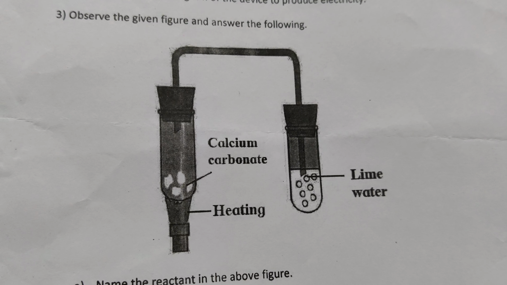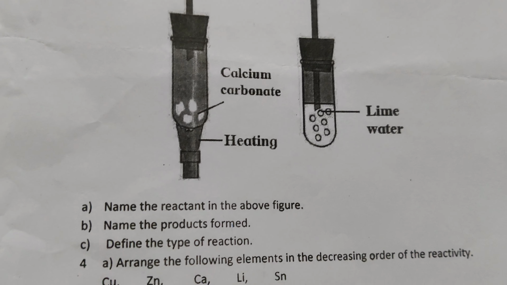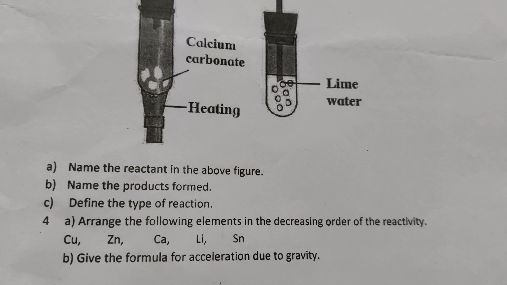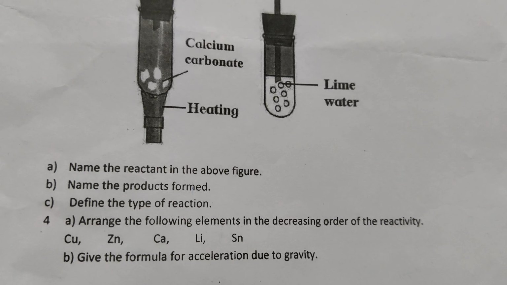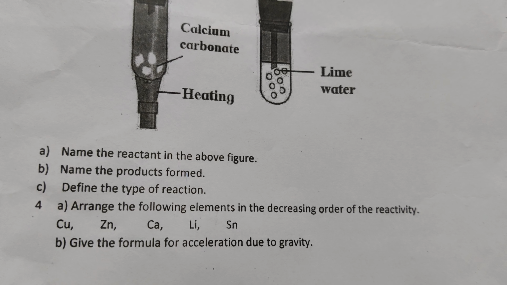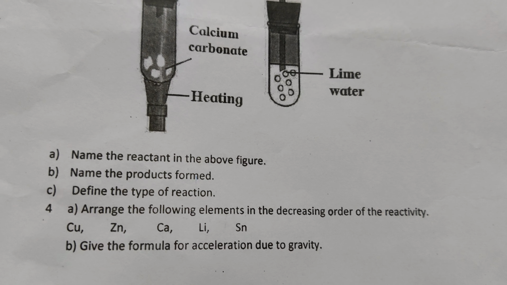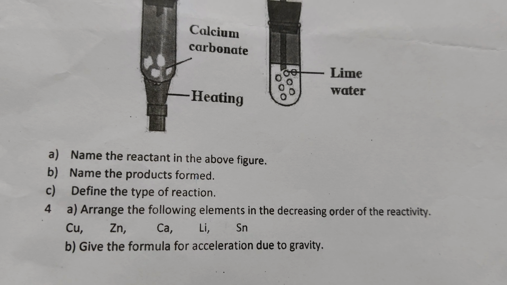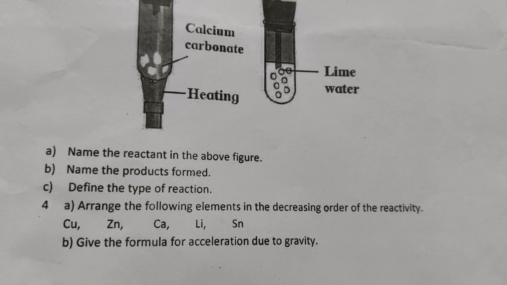Observe the given figure and answer the following. Name the reactant in the above figure. Name the products formed. Define the type of reaction. Arrange the following elements in the decreasing order of reactivity: Cu, Zn, Ca, Li, Sn. Give the formula for acceleration due to gravity.